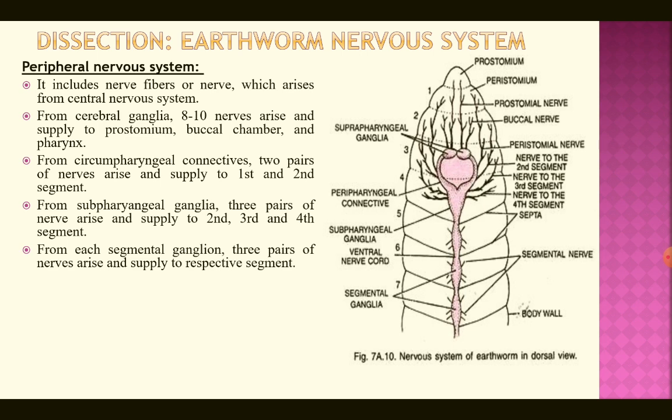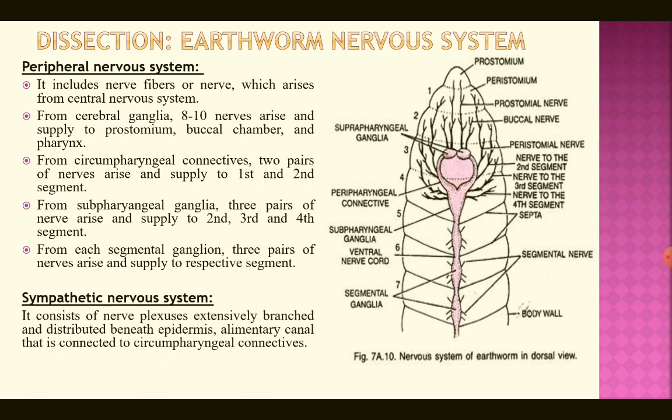From the circumpharyngeal connectives, two pairs of nerves arise and supply the first and the second segment. From the subpharyngeal ganglion, three pairs of nerves arise and supply the second, the third and the fourth segment. And from each segmental ganglion, three pairs of nerves arise and supply that respective segment. And this forms the peripheral nervous system.